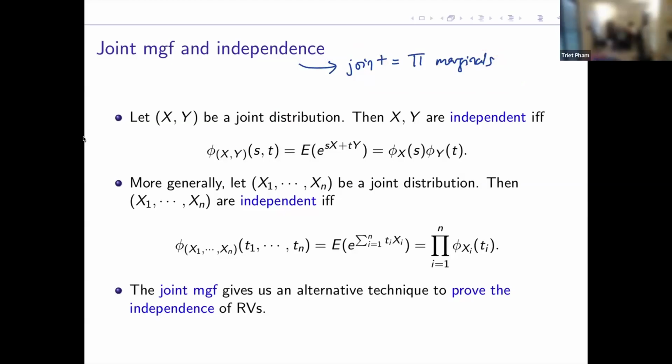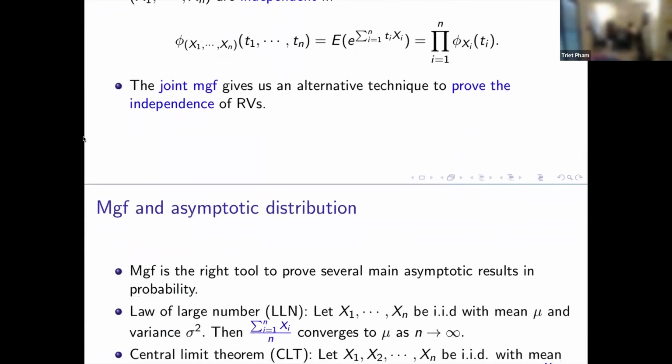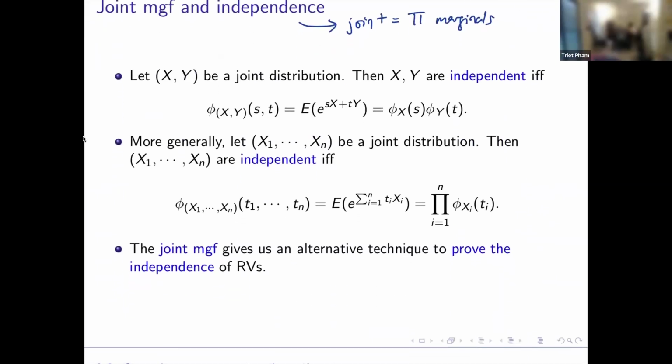But in general, the idea is the joint MGF uniquely identifies a joint distribution. But we don't have that many well-known joint distributions that we can name, besides the joint normal. So this property is not invoked as often as the MGF of a single random variable. Okay, so that's just more like an FYI.